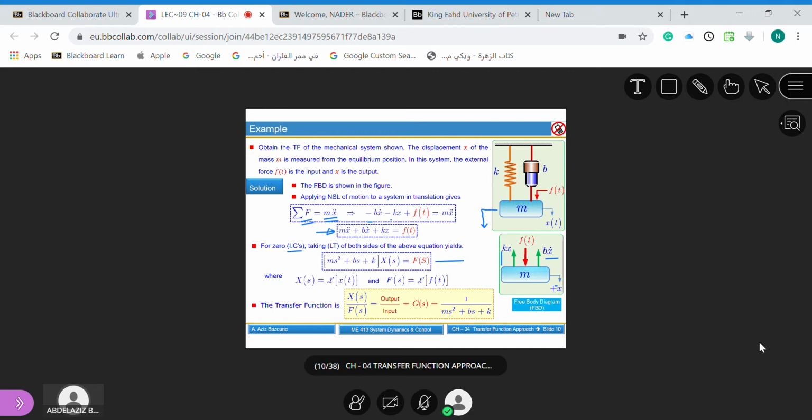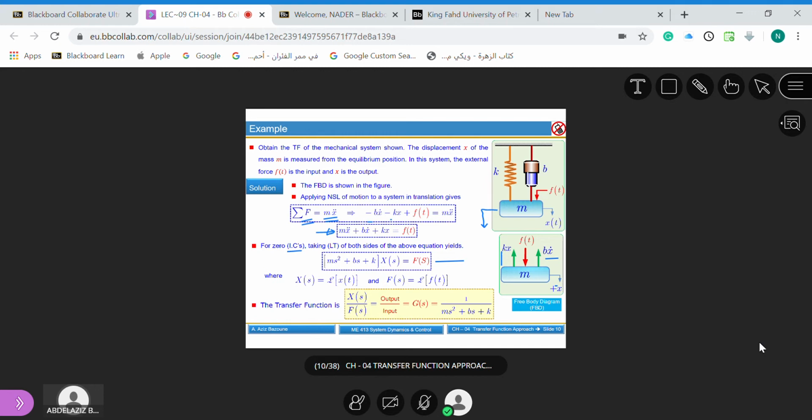Now we have X of s, the Laplace transform of x of t, and F of s, the Laplace transform of f of t. If we take the output over the input, we will have X of s over F of s. If you take the ratio of X of s over F of s, you get the output over the input, or G of s, which is equal to 1 over ms squared plus bs plus k.